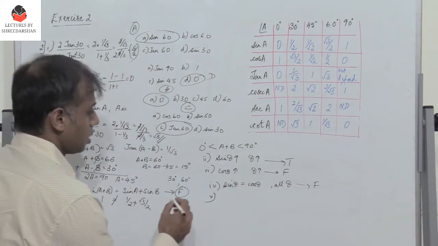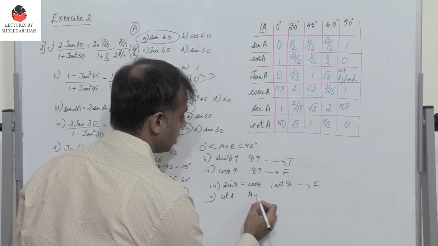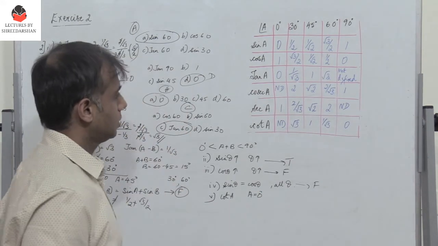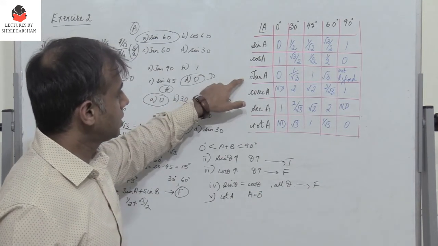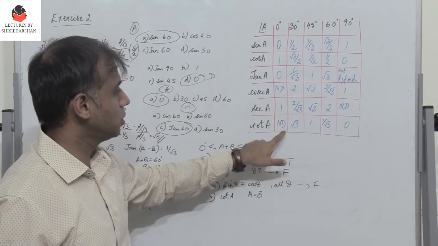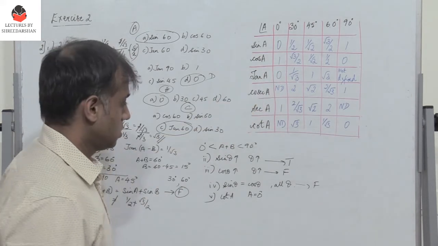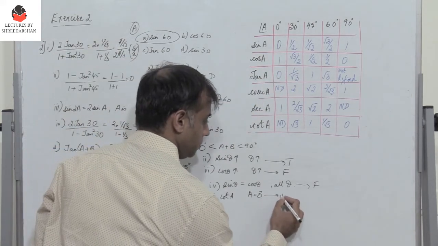The last one, cot A is undefined for A equal to 0. We know that tan A is 0, so cot A, where A is 0, is not defined. Why? Because it is the reciprocal of 0 here. So this is a true statement.